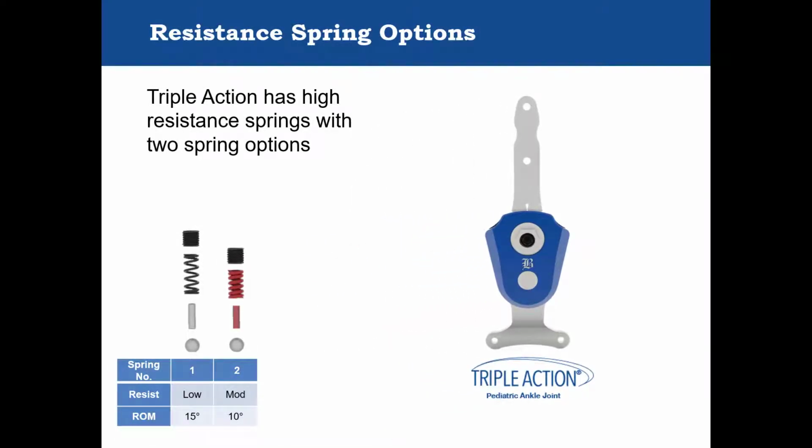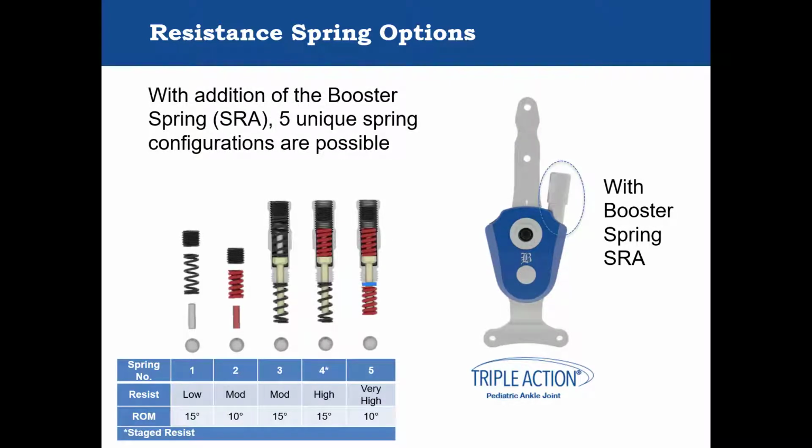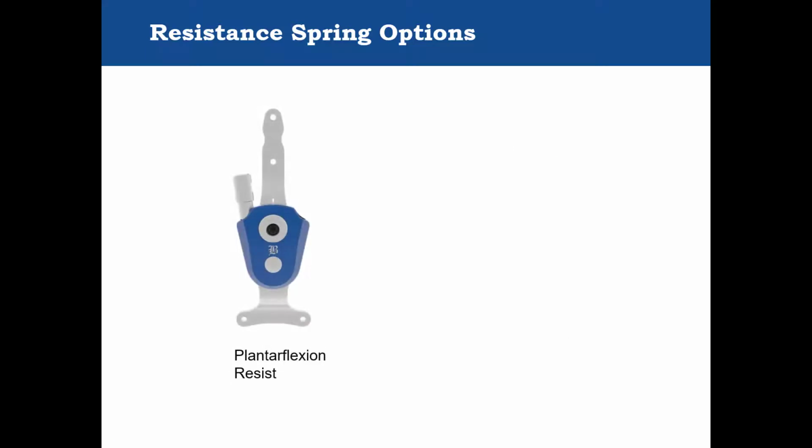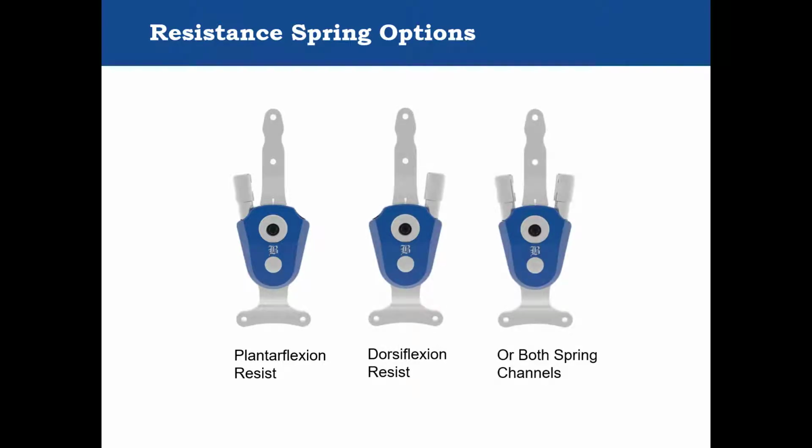Triple action springs provide higher resistance than double action springs. All triple action ankle joints come standard with 2 spring options: Spring 1, standard resist, and Spring 2, high resist. With the addition of the optional booster spring staged resist adapter, or SRA, a total of 5 unique spring configurations are possible. The booster spring SRA can be installed in the plantar flexion resist, dorsiflexion resist, or both spring resist channels.